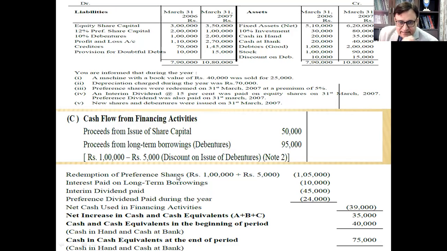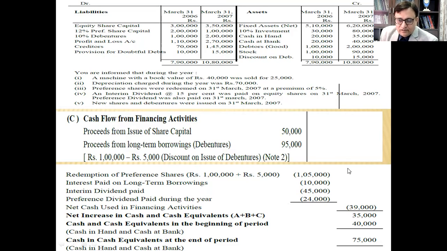Similarly, interim dividend has been paid, that comes out to be 45,000, that is 15% of 3 lakh; 45,000 outflow is there. Similarly, preference dividend is given at 12% of 2 lakh, that is 24,000. This is an outflow. So net cash used in financing activities comes out to be 39,000.